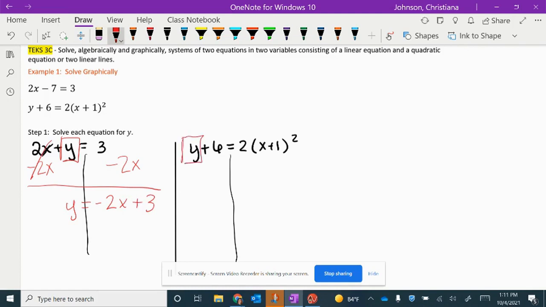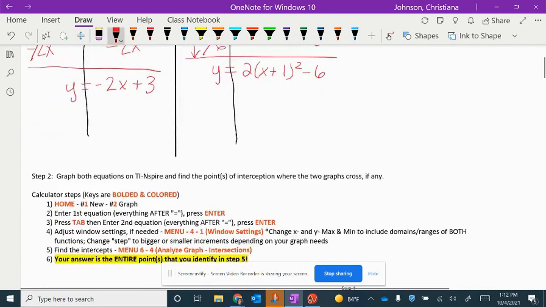The same thing is going to happen on this side. We're going to move this minus 6. And notice I put it behind everything because you cannot add 2 times something to minus 6. So we're going to bring down our y, not our 6. The 6 will go away. And then we have y equals 2 times x plus 1 squared minus 6.